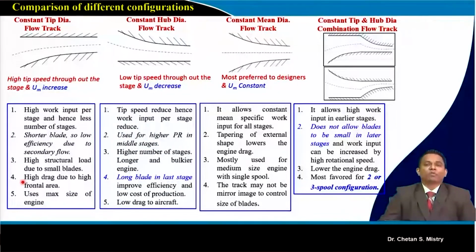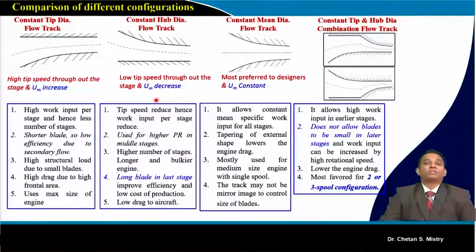Now, to mitigate the limitation in the last stage blade height, we move to a constant hub configuration. In the constant hub configuration, the diameter at the tip is going to reduce. That means my per stage pressure rise is going to reduce. So to achieve the required pressure ratio, you may need more stages. But because this has a tapering shape, it gives a benefit in the reduction of drag.